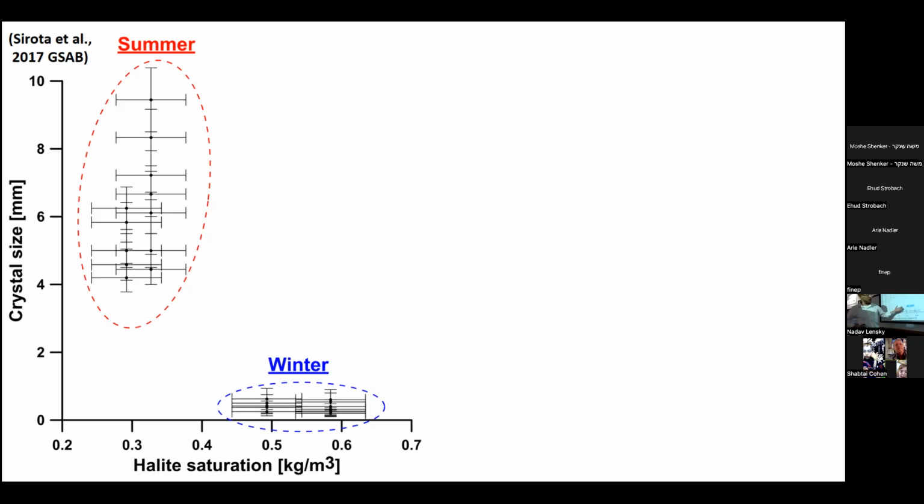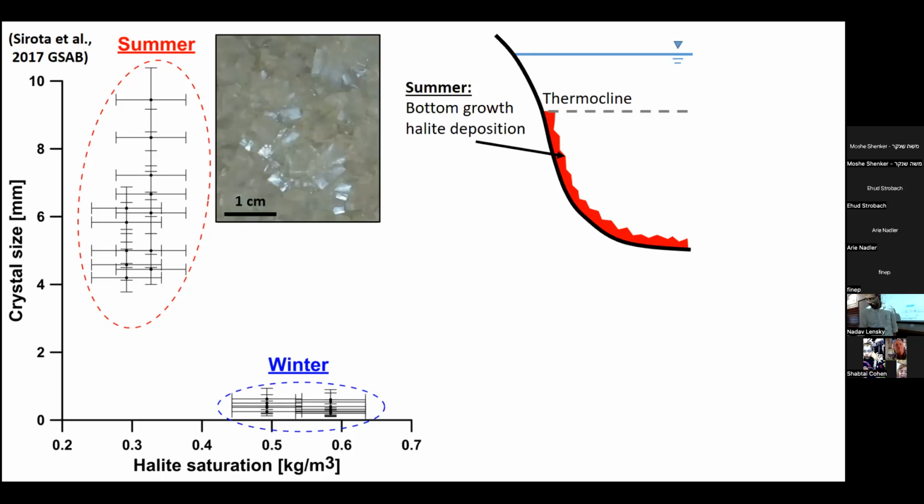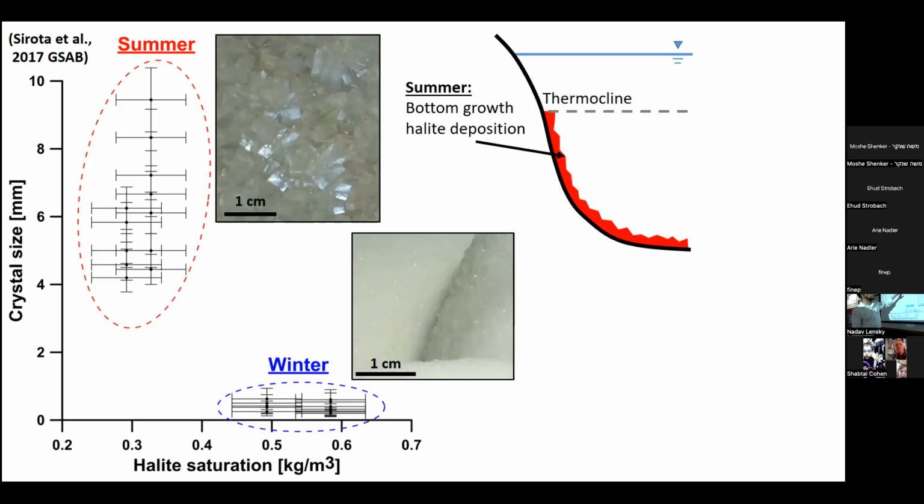So this is happening in high supersaturation in the winter due to overcooling. In the summer, we are close to saturation in the lower layer. That's why we have overgrowing of crystals and not so much formation of new crystals. So this is how it looks in the summer. The coarse crystals are forming under the thermocline.